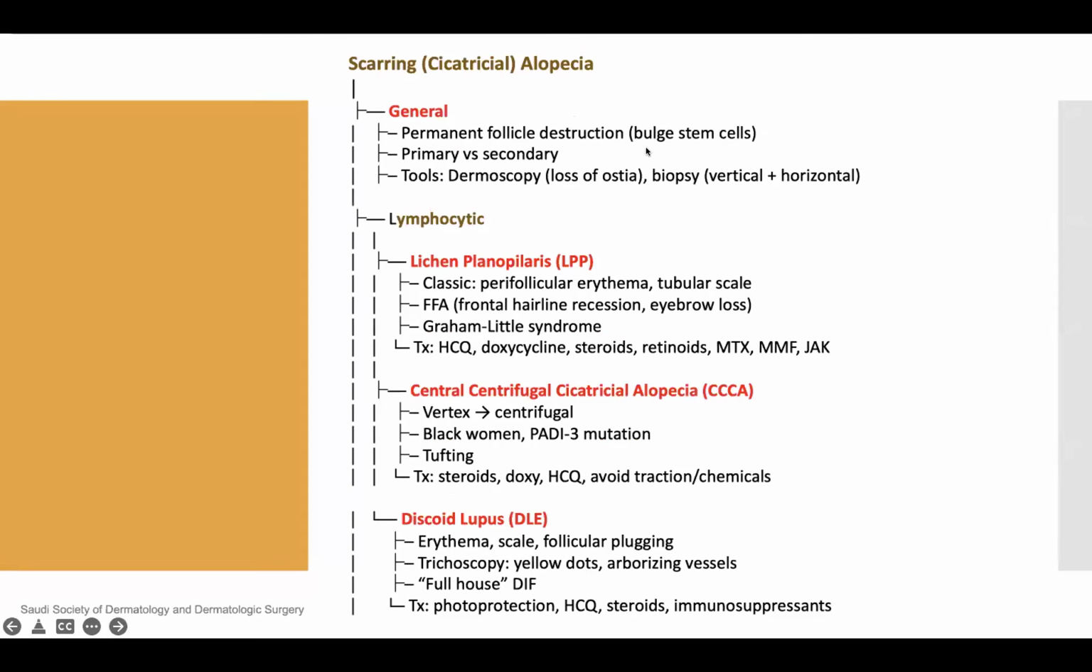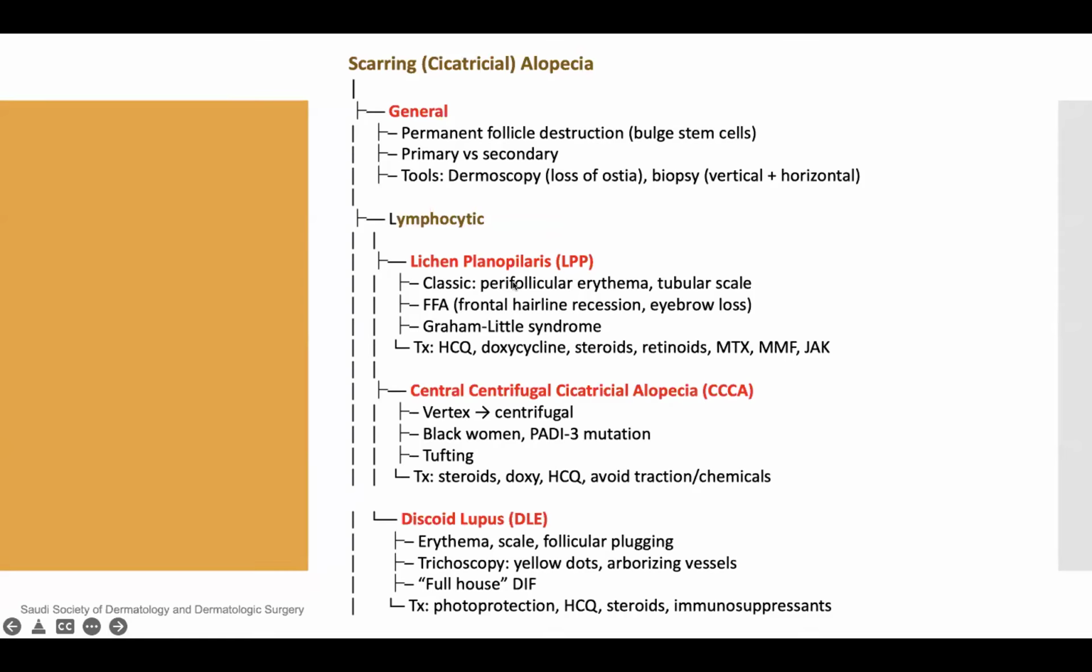Generally, it's a permanent follicle destruction, usually at the bulge stem cell. It's primary or secondary. How to diagnose? Dermoscopy and biopsy, horizontal and vertical. Lymphocytic types: LPP, central centrifugal alopecia, and DLE.